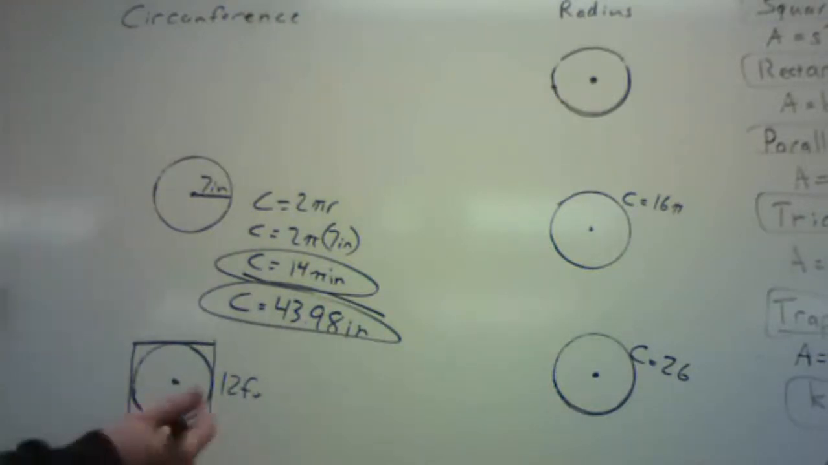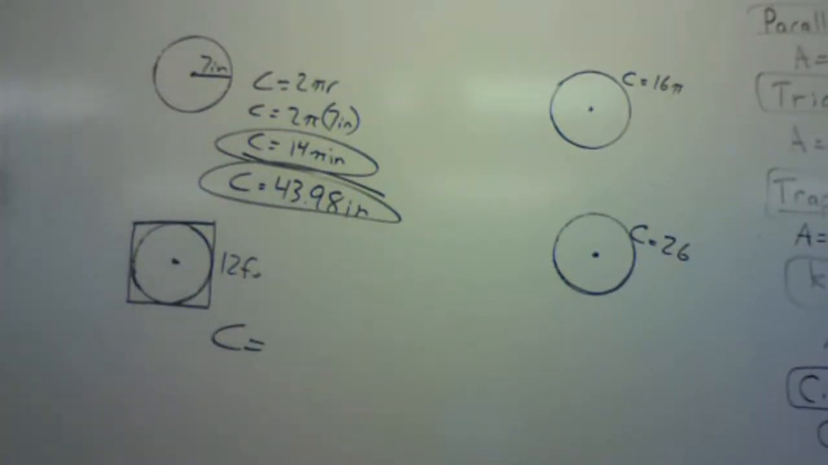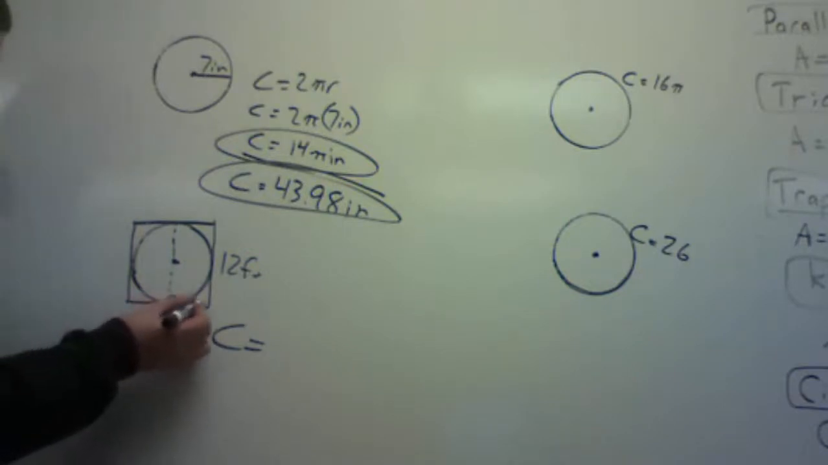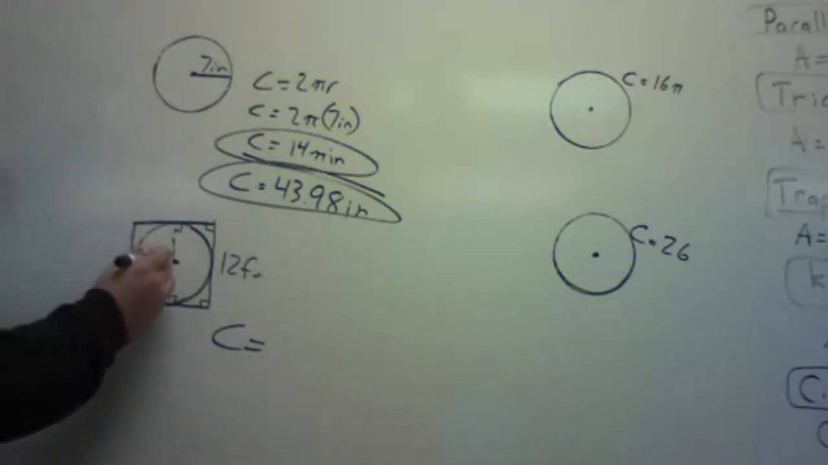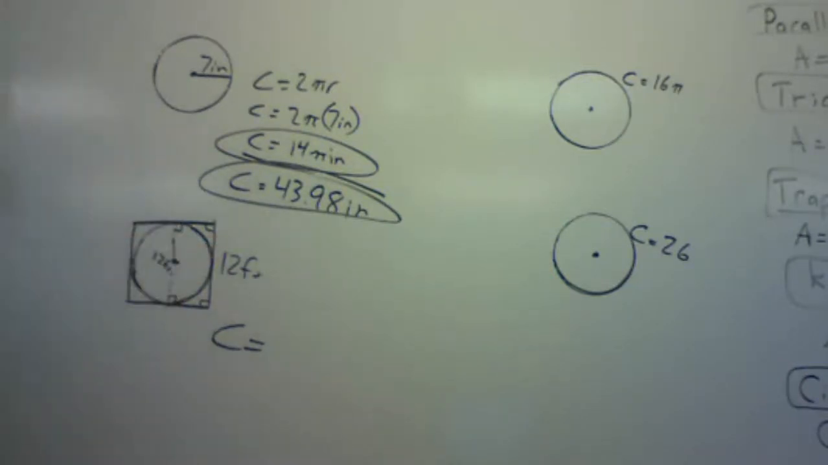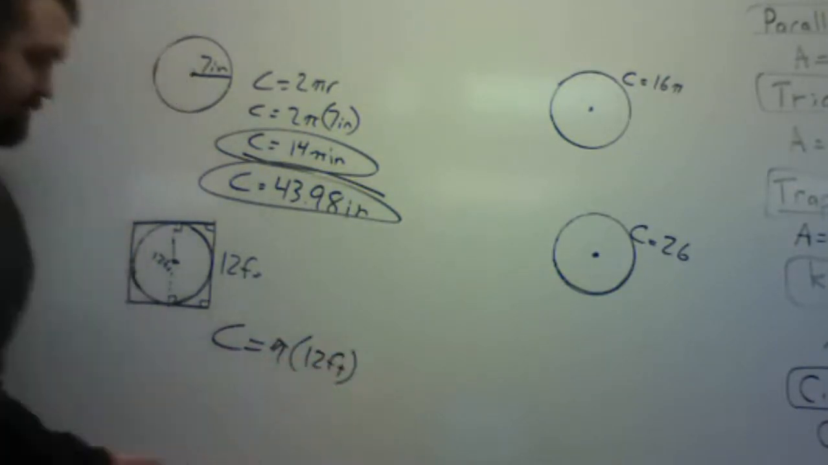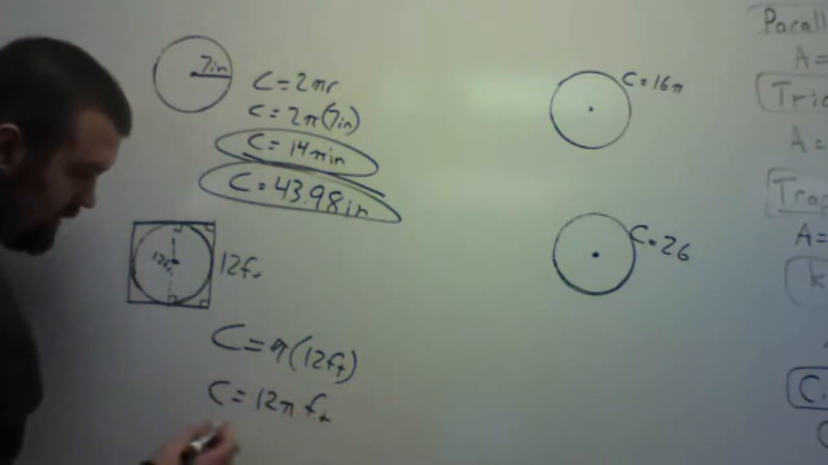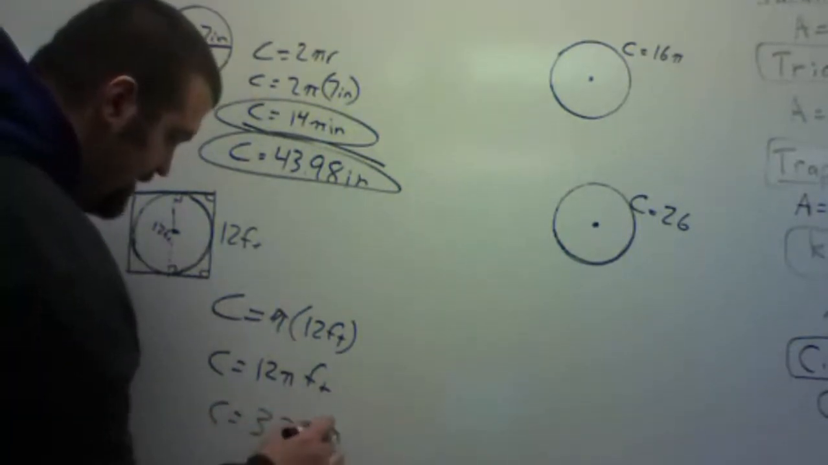Alright, the next one. Circumference equals... Am I given the diameter? Am I given the radius? Oh, I am given the diameter. If I would draw a dotted line here, that would also be perpendicular to the top and bottom. Well, that'd be a rectangle, so this has to be 12 feet. So I know the diameter has to be 12 feet. So pi times the diameter, 12 feet. So C equals 12 pi feet, or C equals whatever 12 pi is in the calculator, 37.70 feet.